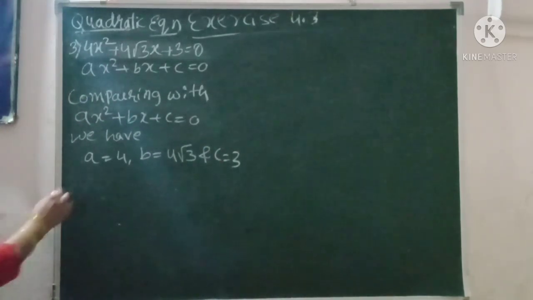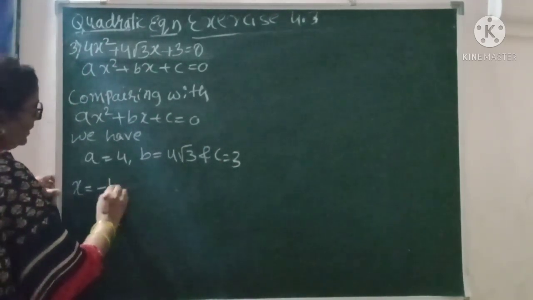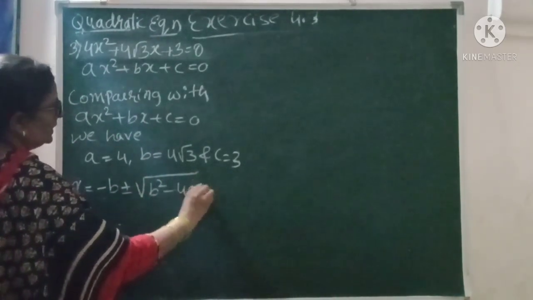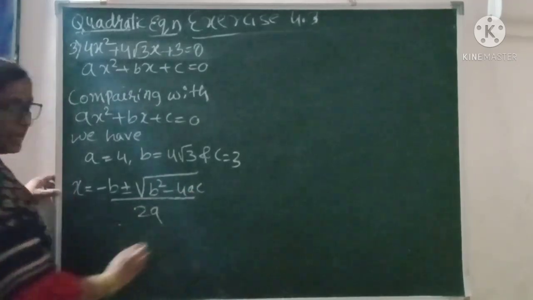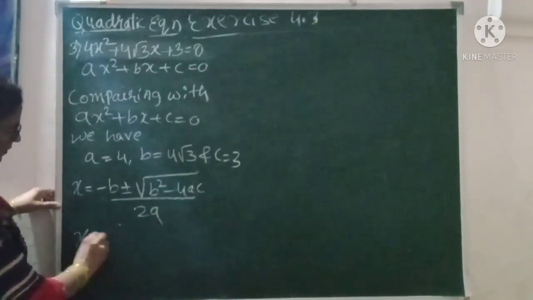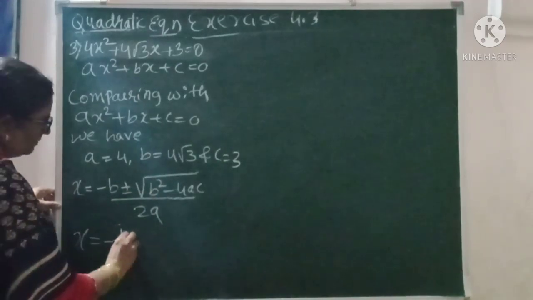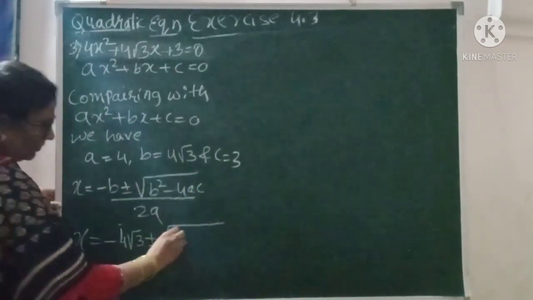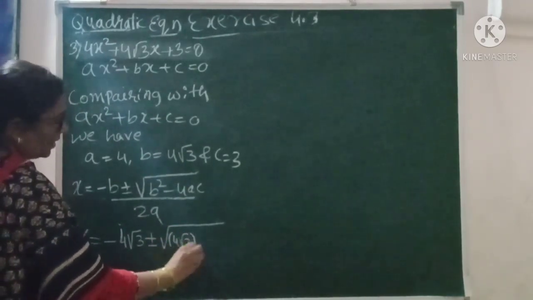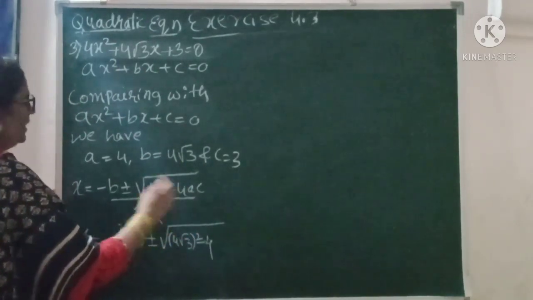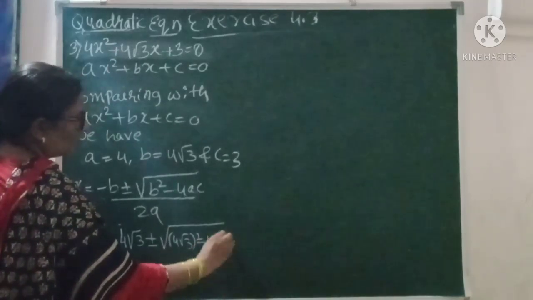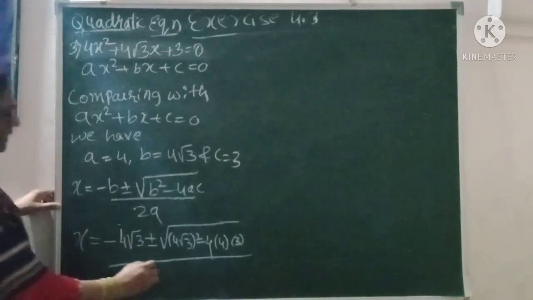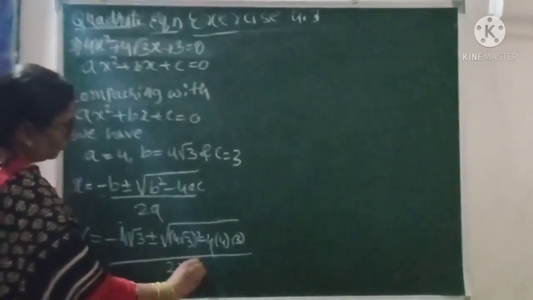Now look at this. The formula is x equals minus b plus or minus root of b square minus 4ac, divided by 2a. Now x equals minus b, which is minus 4 root 3, plus or minus root of b square, which is (4 root 3) square, minus 4 into a, which is 4, into c, which is 3. No negative sign, all are positive numbers. And that is divided by 2 into 4.